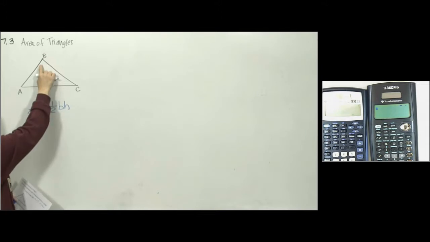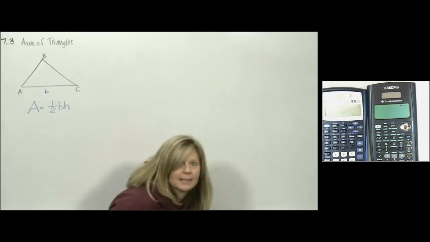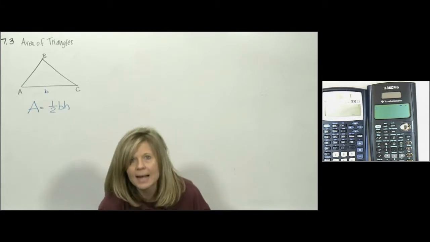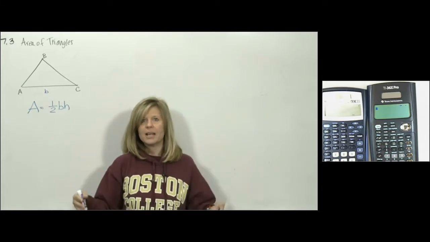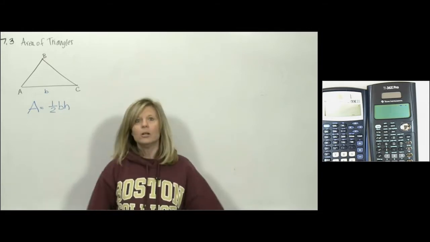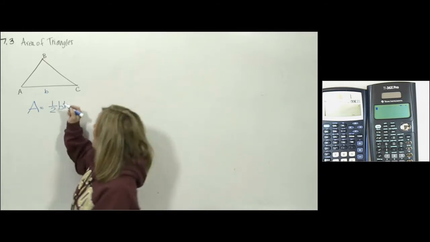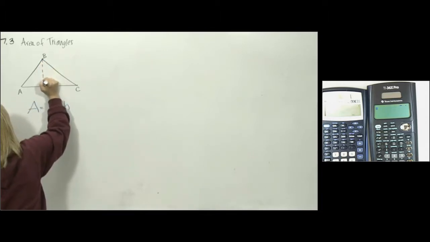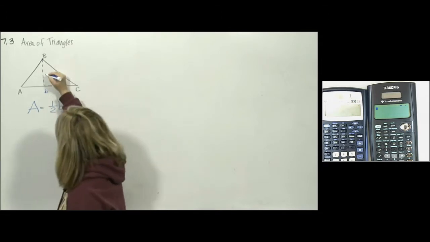Would the height be AB? No, because height's not diagonal. Would the height be BC? No, because height is not diagonal. Use your common sense. When you go to the doctor and they measure your height, do you stand like this, slanted? You stand up and down. So the height of this triangle would be if you draw it in. You all agree? This would be your height.